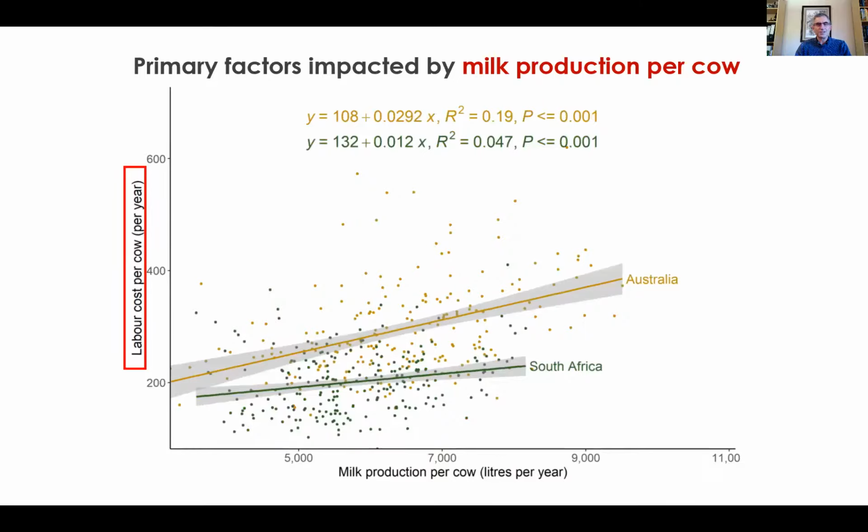This graph outlines the impact of milk production per cow on labour cost per cow. The trend is strong in the Australian data, with increasing milk production per cow contributing to an increase in labour cost per cow. The trend is similar, though weaker, in the South African data.